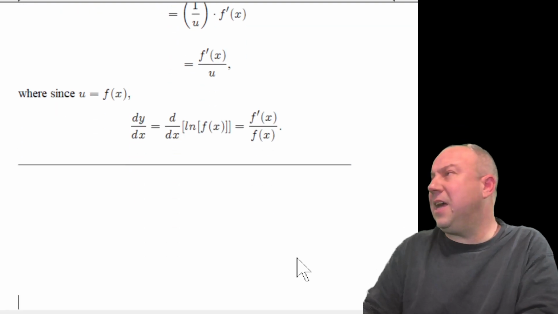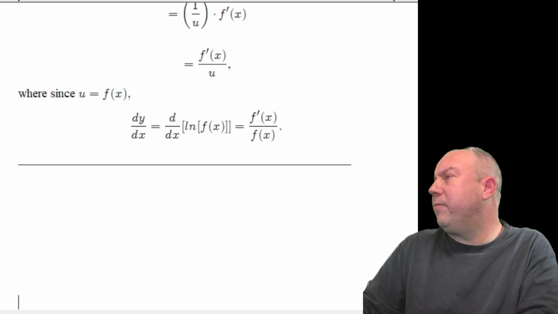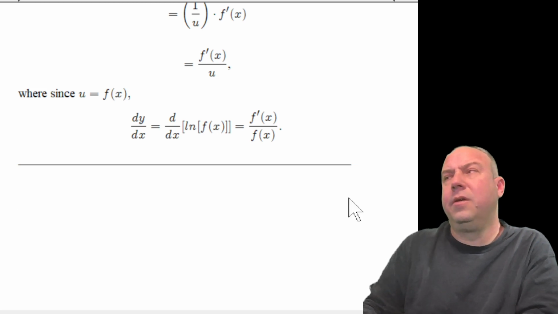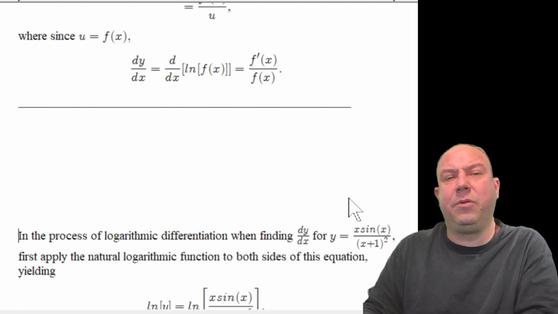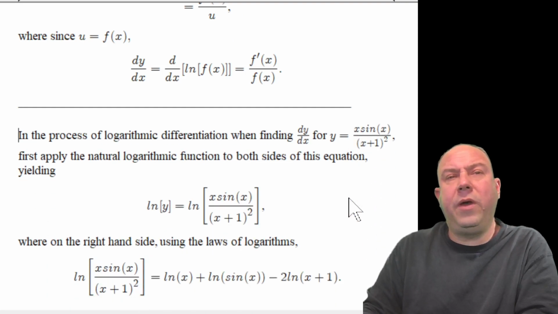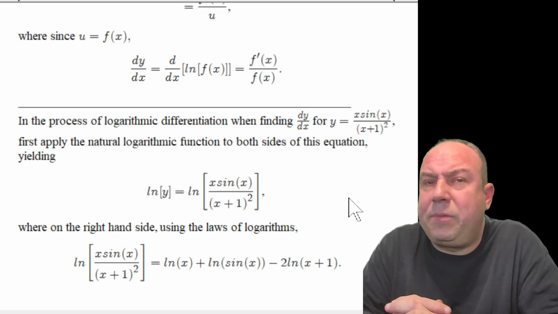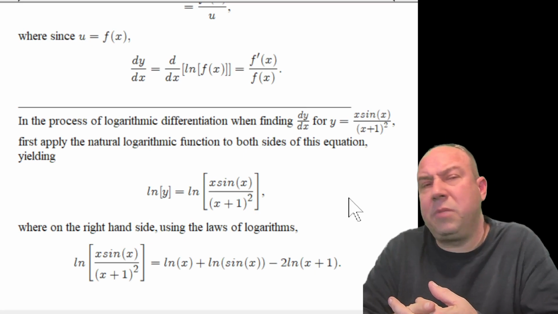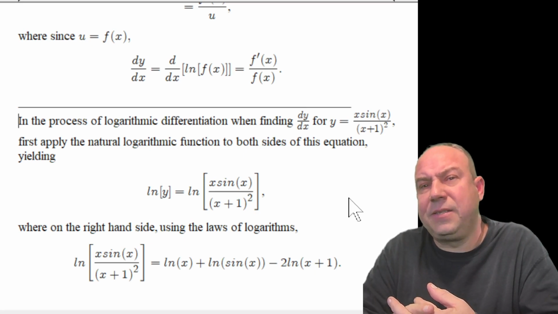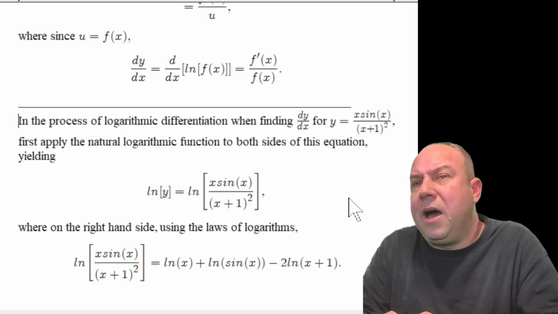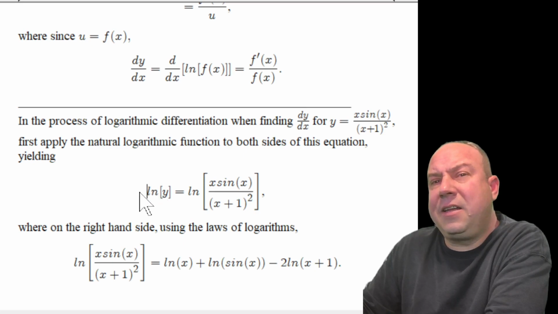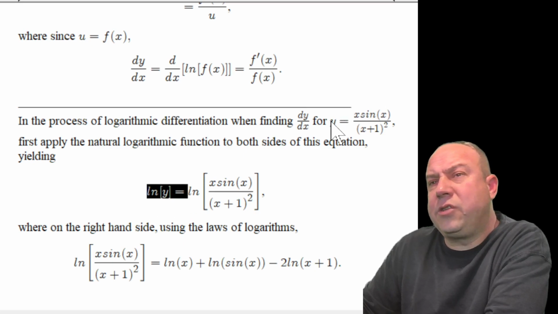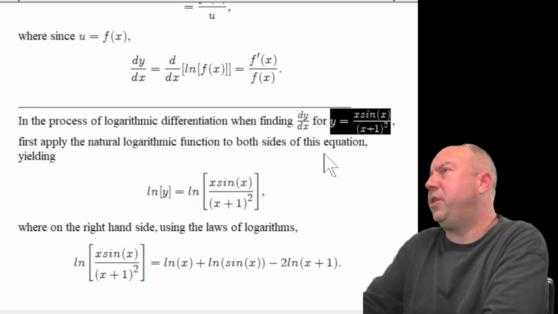Now, as I said, this is going to require a little bit of setup. If we bring that setup into our example, the way that we begin is we apply the natural logarithmic function to both sides of our equation. We're going to apply it to the left-hand side, the ln of y, and the equation we're working with is this equation here.